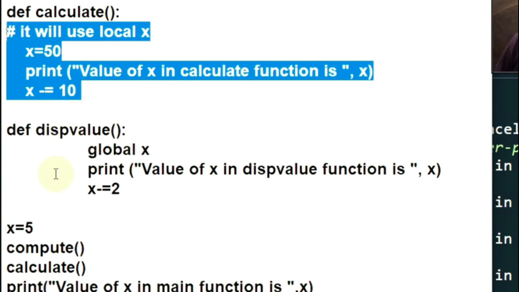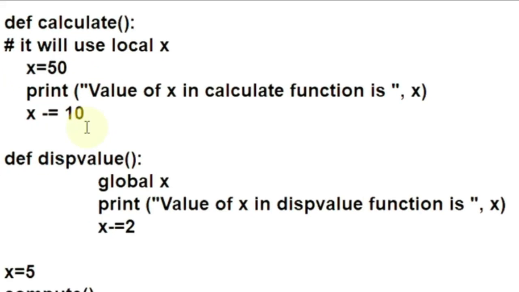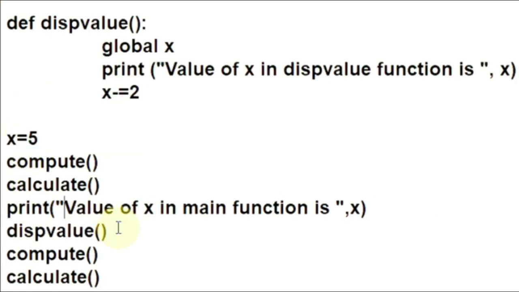The moment control goes back to the main function, see, there is no return, but still it is considered to be there. Control will go back to the main function. Value of x in main function is, it will still display 5, because the changes made to the variable x here were local. Okay. You are invoking this value method. Control will come over here. Here you are confirming that you want to use a global variable x, that is this. So it will pick up the value 5. Value of x in this value function is 5. You are subtracting value 2, making it 3.